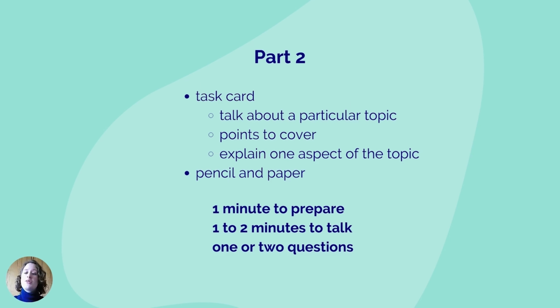Now, today we are talking about part 2, which is the individual long turn. The examiner gives the candidate a task card, which asks the candidate to talk about a particular topic, and it includes points to cover in their talk and instructs the candidate to explain one aspect of the topic. Candidates are given 1 minute to prepare their talk and are given a pencil and paper to make notes. The examiner then asks the candidate to talk for 1 to 2 minutes.